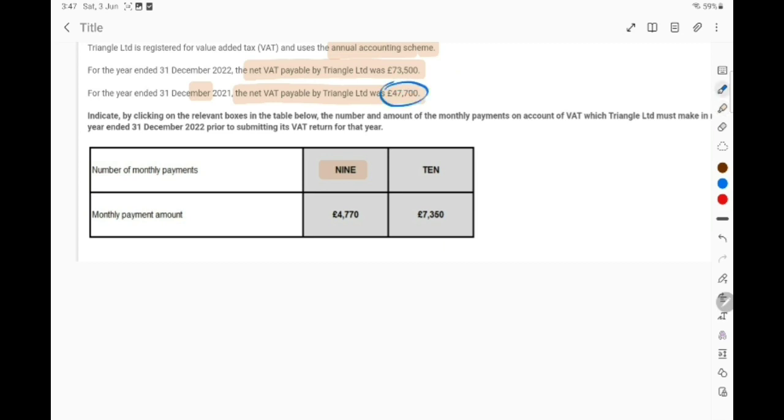So previous year's net VAT payable is 47,700 divided by 10 will give you an amount of 4770.